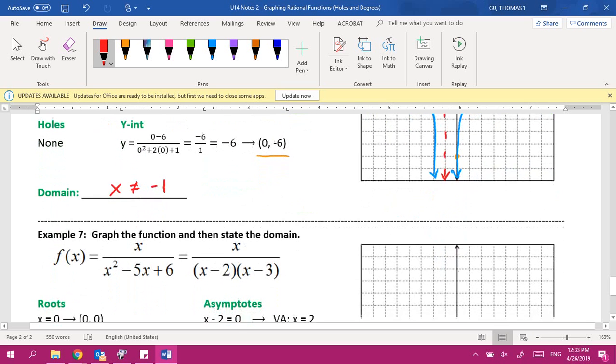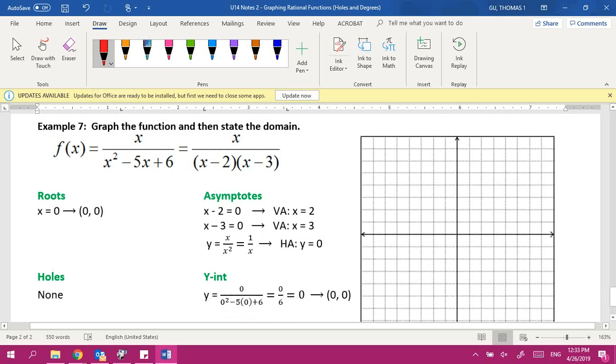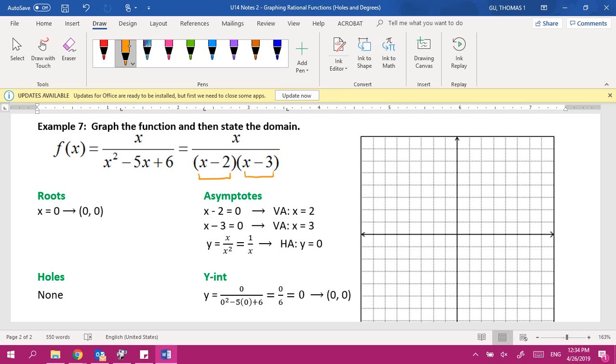Here we go. Are there any holes on example number 7? No, there's nothing you can cancel out. No holes. But how many vertical asymptotes is this one going to have? 2, because I see 2 different factors right here. They're both odd. Very good.